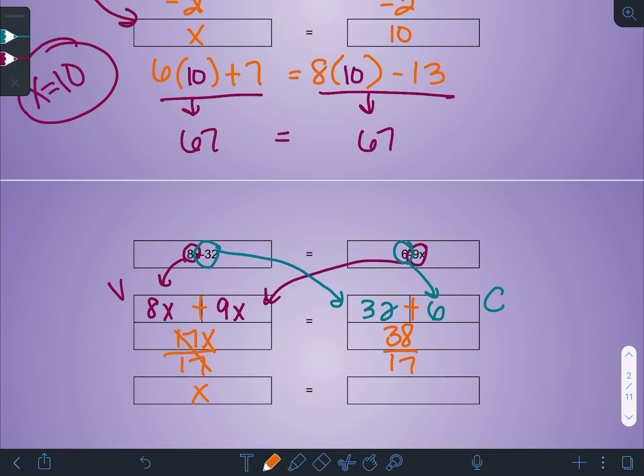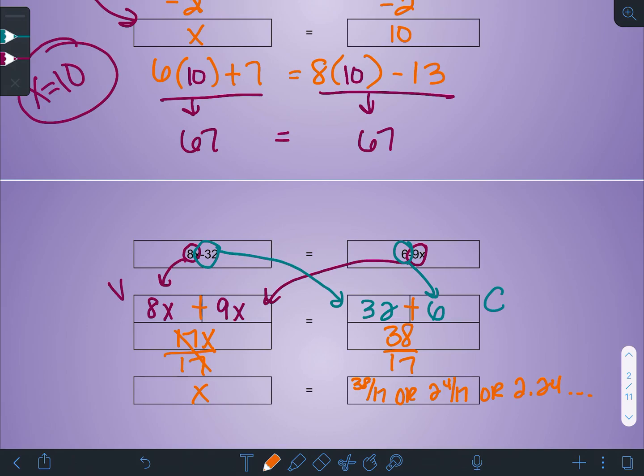So you may have typed in 38 divided by 17 in your calculator, and it gave you this really crazy decimal. You can write it as 38 over 17, or you can make it a mixed number of 2 and 4/17, or you may have gotten the decimal of 2.24 and it just continued on.